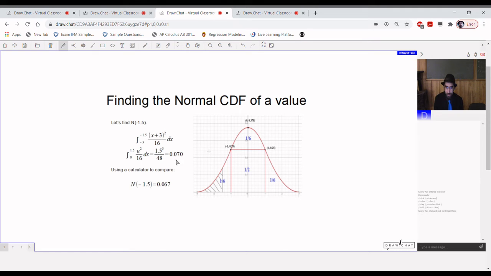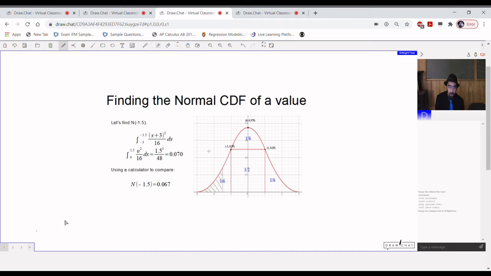But so we integrate it. We can do a u substitution so that we don't have to juggle this (x + 3) quantity squared. And we get 1.5 cubed over 48, which gets us 0.070. Using a calculator to compare, we find, hey, what's the normal CDF of -1.5? It says it's 0.067. So I said this could be off by up to 1 percentage point. This is 0.3 of a percentage point. Okay.